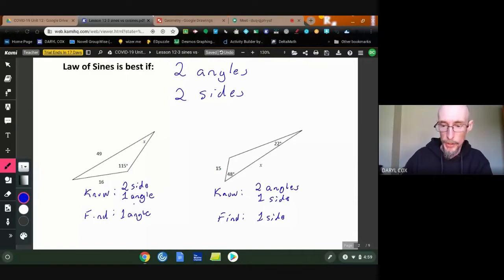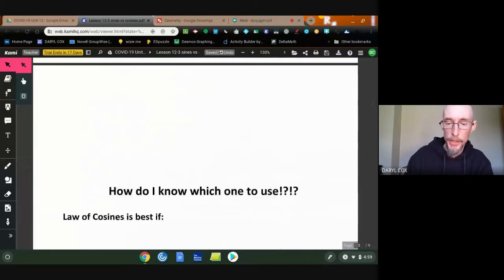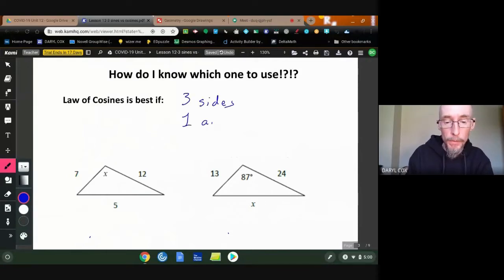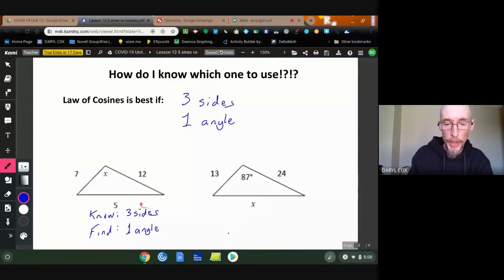With the law of cosines, oops, wrong pointer. The law of cosines, we need to know something just a little bit different. What I need to use the law of cosines for is if I know three sides and one angle. So again, it's still four things. One of those four is going to be my unknown. In this first problem, I know three sides. I need to find one angle. This is the most obvious case for the law of cosines. Three sides, check. One angle, check.